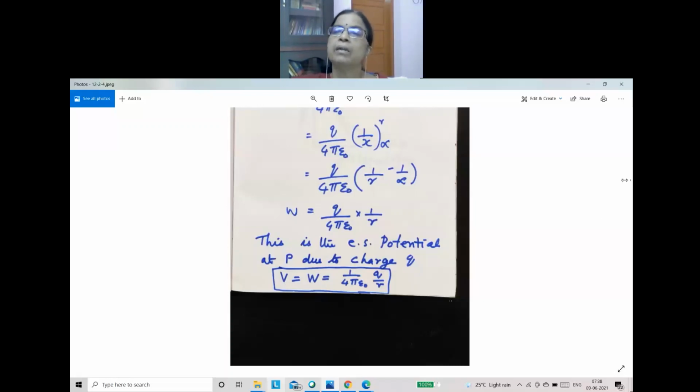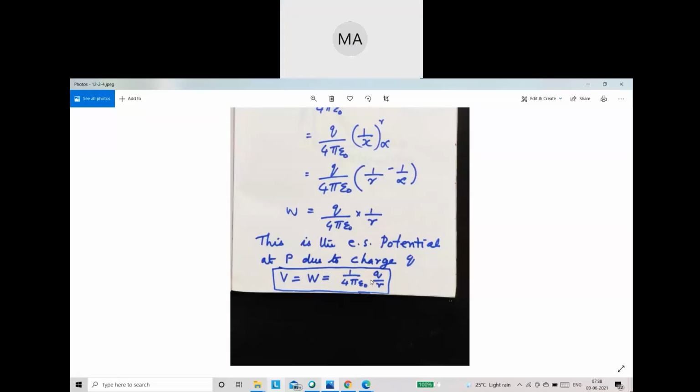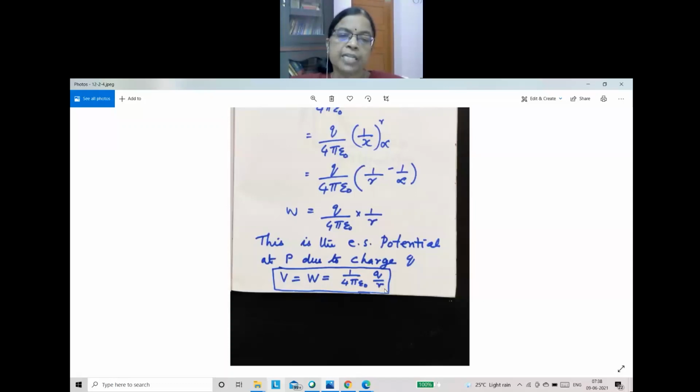Mohammed Adil, tell. What is the electric field due to a charge q? What is the equation? Potential equation is 1 by 4 pi epsilon 0 q by r. Electric field equation, please tell. 1 by 4 pi epsilon 0 into q by r square. Very good, very good.